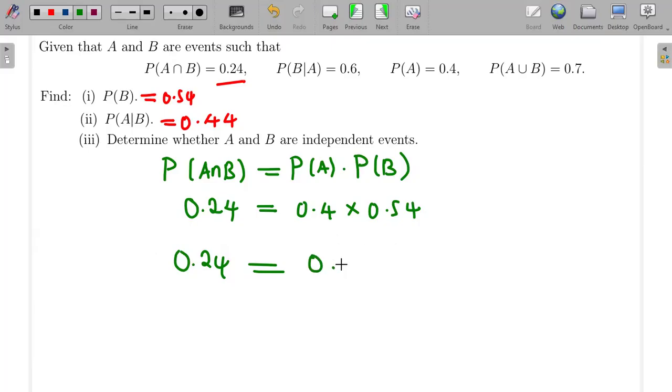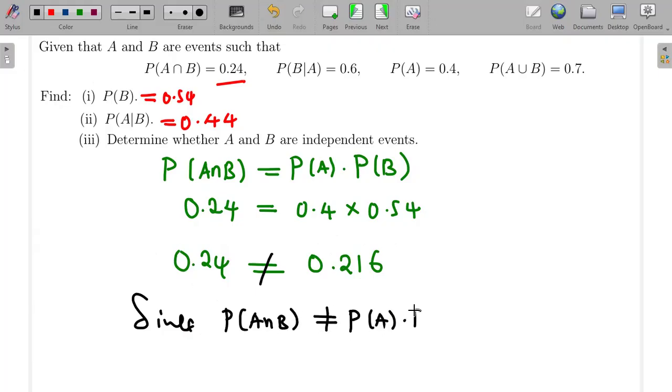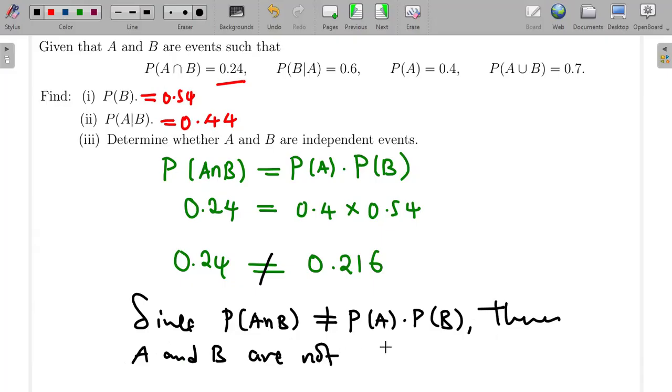I simply get 0.214. Okay, and we see that these two are not equal. So since the probability of A intersection B is not equal to the probability of A multiplied by the probability of B, then A and B are not independent events. Okay, they are not independent events. So that's how you can show that third part there.